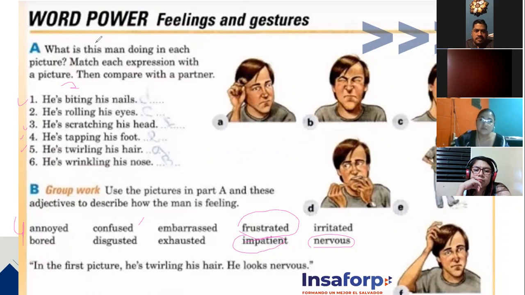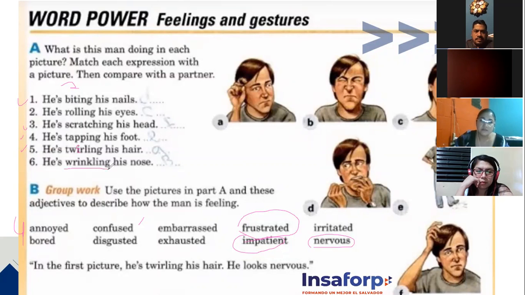Different reactions, okay? This pronunciation is like an it sound, like twirling. Exactly, twirling. That's the action of rolling your, in this case, his hair or your hair. What about this one? Thank you, Nubia. What about this one, Elsie?